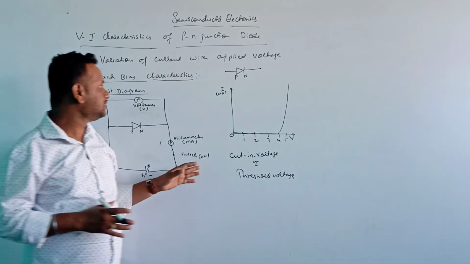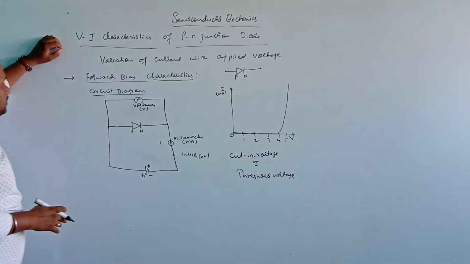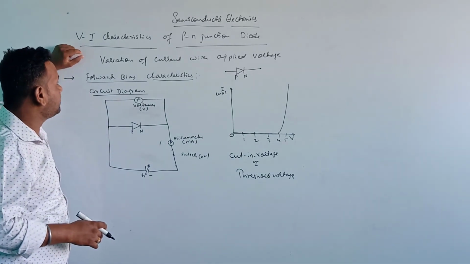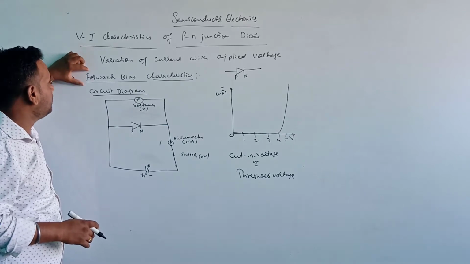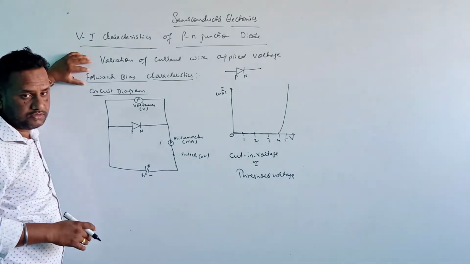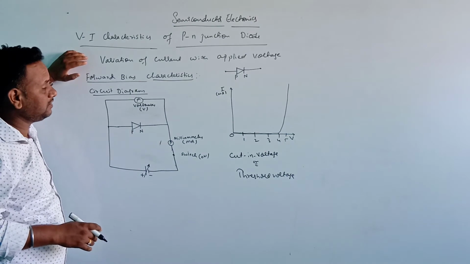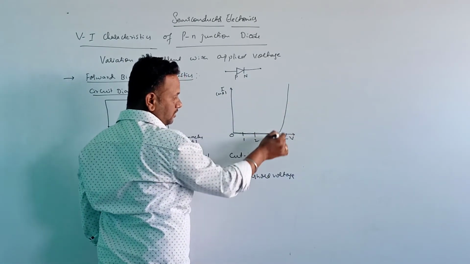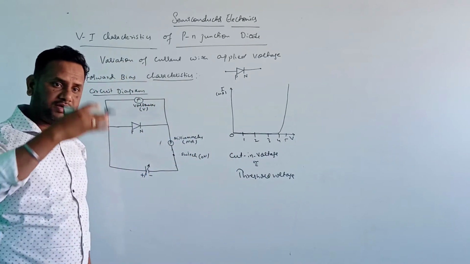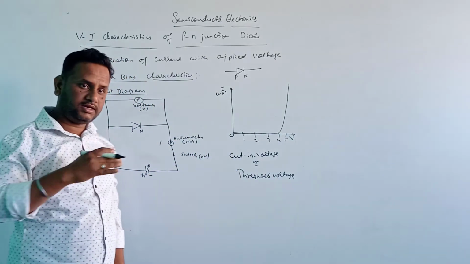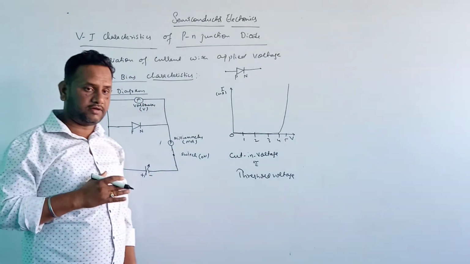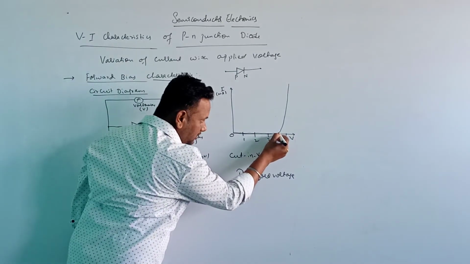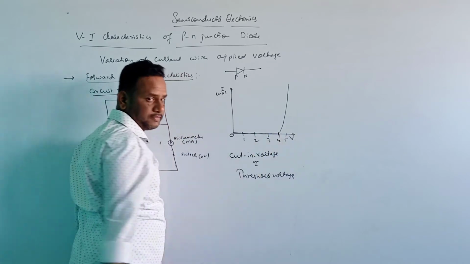Understood? So this is the VI characteristics of a PN junction diode under forward bias. Here we can observe that the current is increasing exponentially. With the voltage, the current also keeps increasing gradually. So at this voltage, say for example, this is 4 volt.